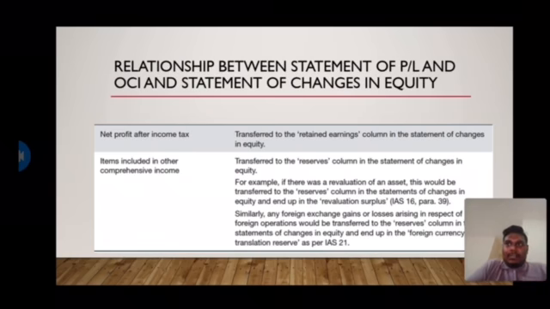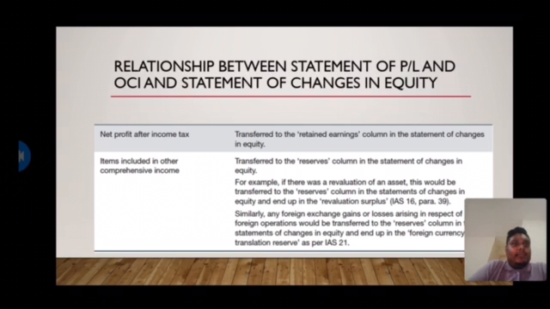So last, the relationship between the statement of profit or loss and other comprehensive income and the statement of changes in equity. Net profit after income tax is transferred to the retained earnings column in the statement of changes in equity. Items included in other comprehensive income (OCI) are transferred to the reserve column in the statement of changes in equity. For example, if there was a revaluation of an asset, this would be transferred to the reserve column in the statement of changes in equity and end up in revaluation surplus.